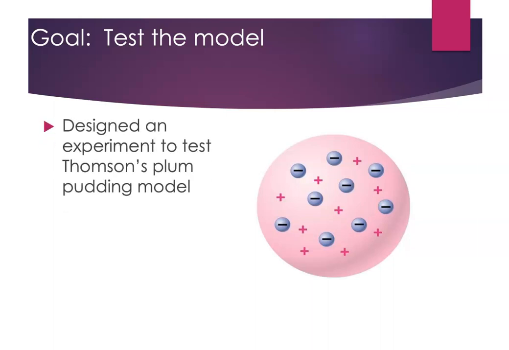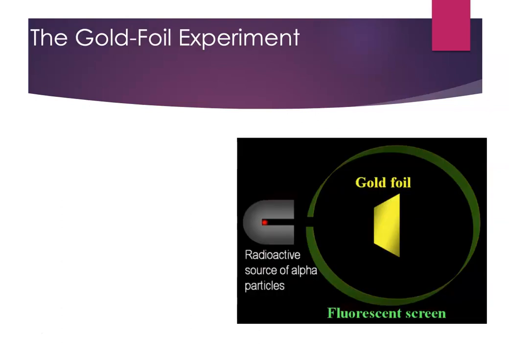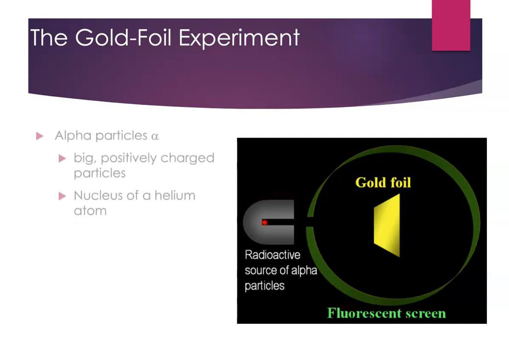All right, so he came up with an experiment to test this. Here's what he said. All right, on the next slide. Let's take a radioactive source of alpha particles and shoot them at gold foil.